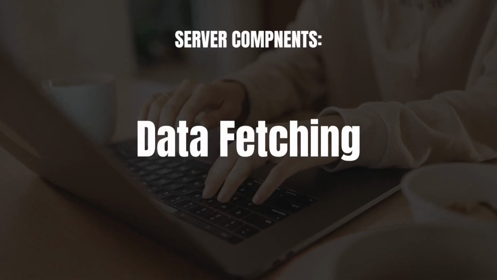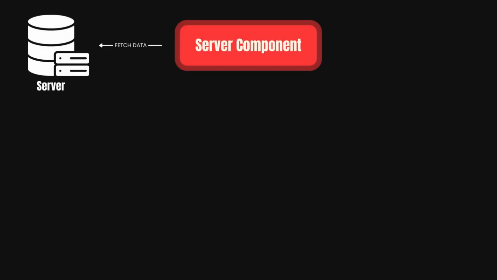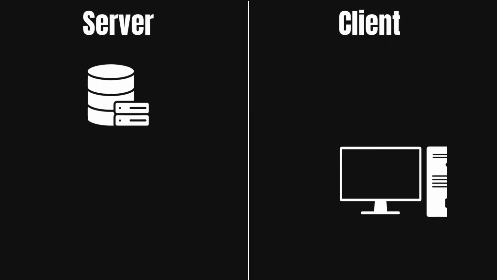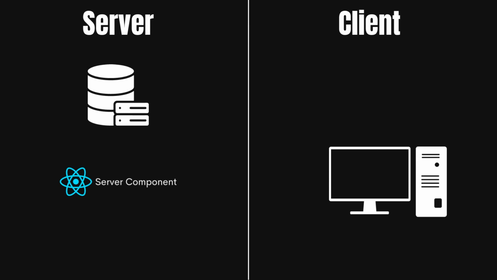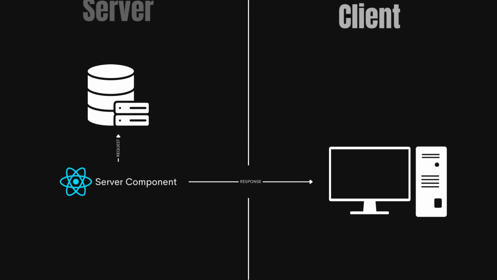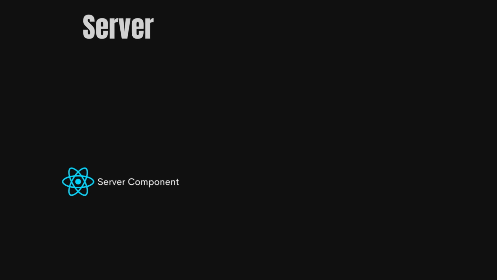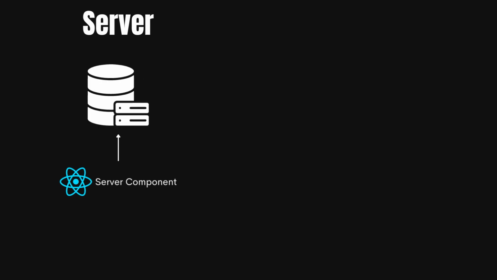Data fetching. Fetching data in server components and passing them down to our client components accelerates our data retrieval since the parent component is on the server and can immediately communicate with the server to send our data down to our client. Accessing back-end resources directly. With server components, we can now access back-end resources directly without the overdependence on route handlers.